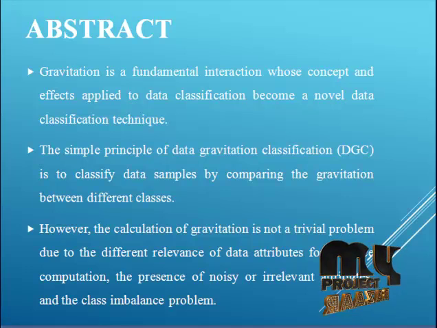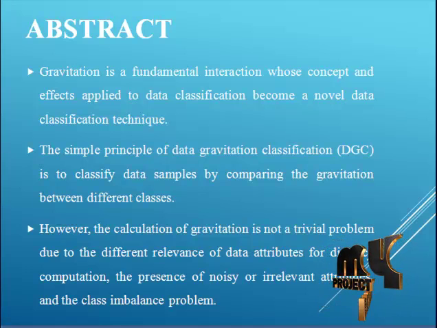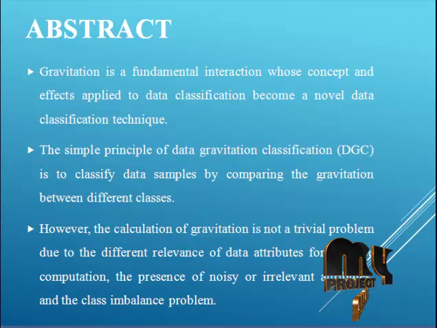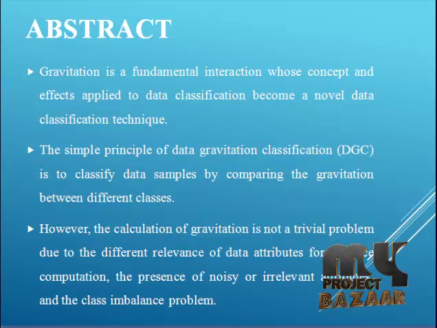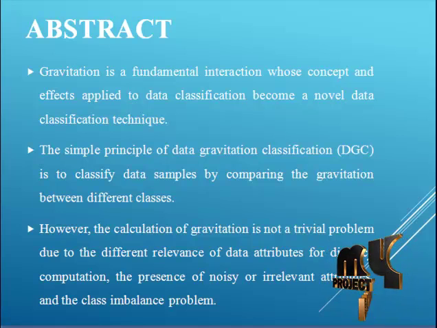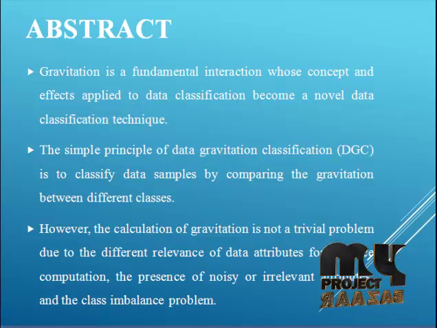Let's see the abstract. Gravitation is a fundamental interaction whose concept and effects applied to data classification become a novel data classification technique. The simple principle of data gravitation classification is to classify data samples by comparing the gravitation between different classes. However, the calculation of gravitation is not a trivial problem due to the different relevance of data attributes for distance computation, the presence of noisy or irrelevant attributes, and the class imbalance problem.